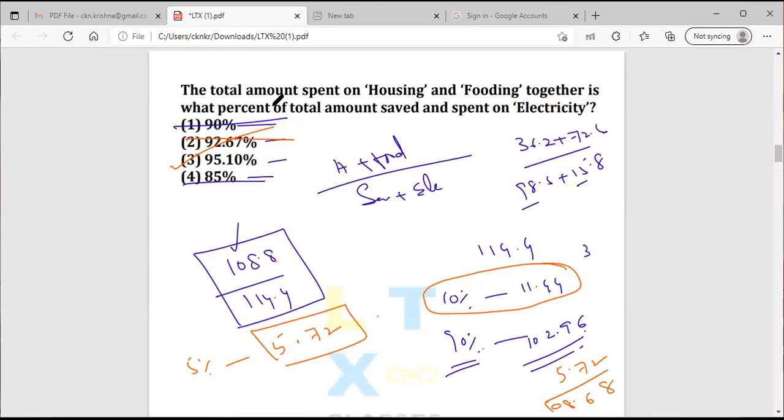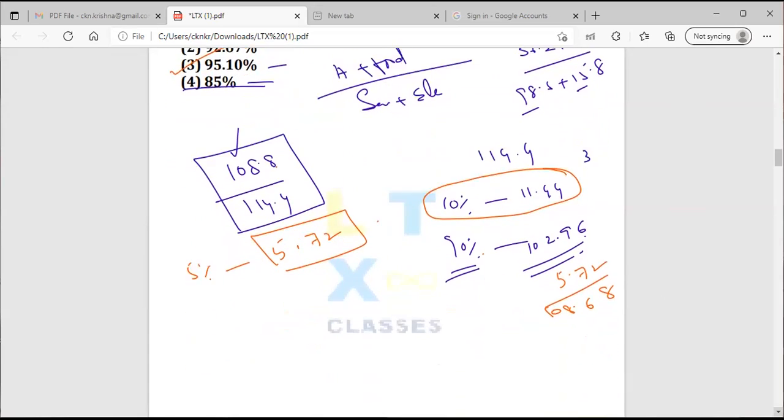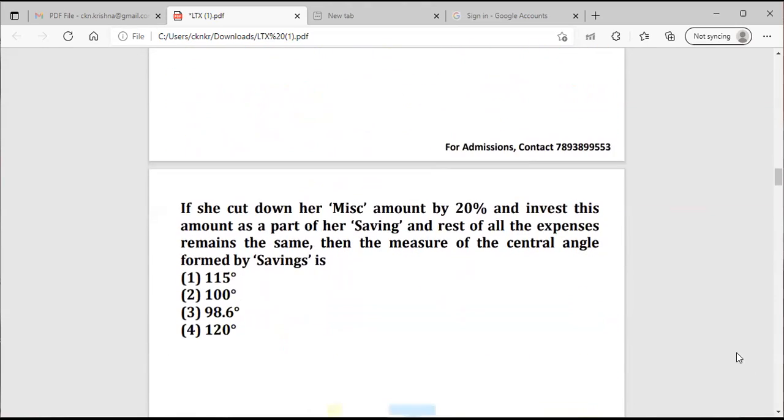Okay, let's see. If she cuts down her miscellaneous by 20% and invests this amount as a part of her savings, and the rest of all expenses remain the same, miscellaneous 20% cut.